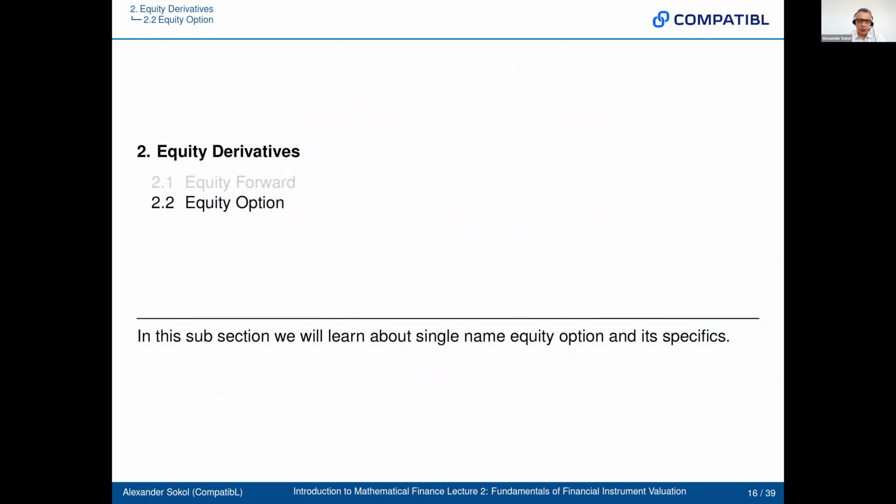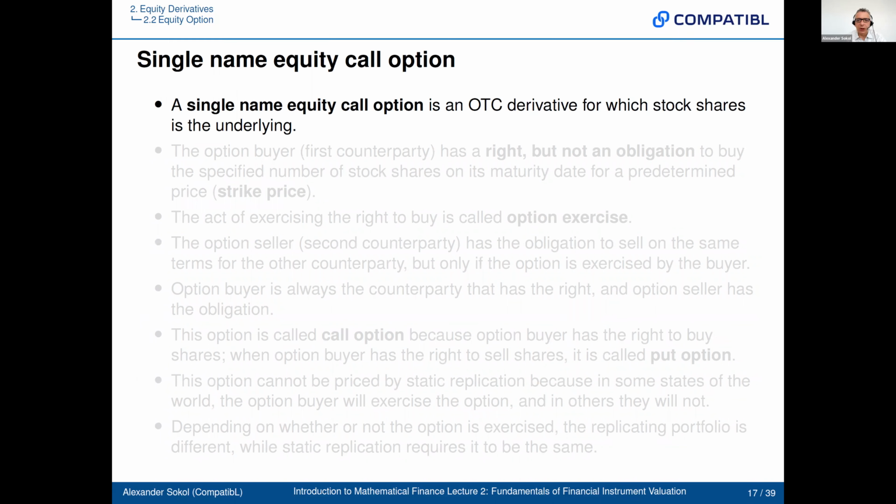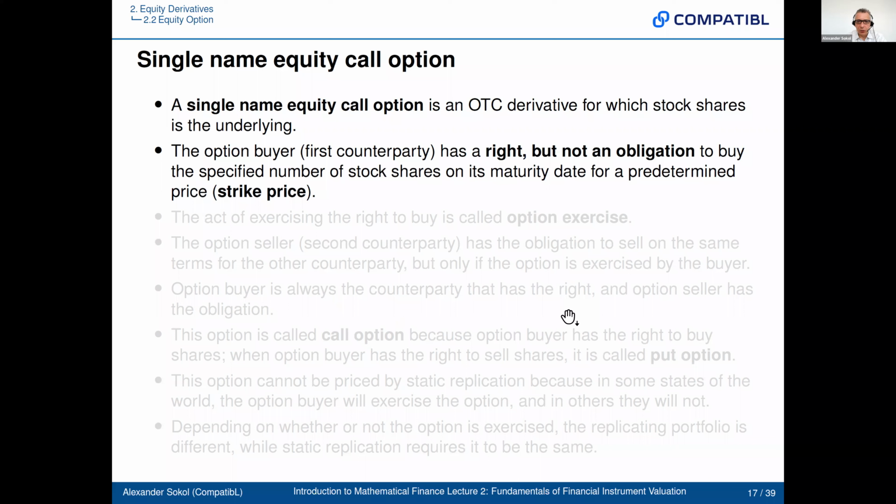All right. So now we're going to options. Again, if there are any questions, please let me know. The options, we talk about single name equity option, is an over-the-counter derivative for which, just like for the forward, stock price is the underlying. The option buyer, or first counterparty, has a right, but not an obligation, to buy a specified number of stock shares on its maturity date. Again, the option, but not the stock, has the maturity date, for a predetermined price called the strike price.